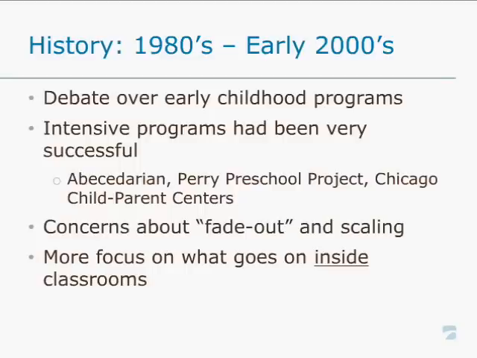And so just to spend a minute historically, in the 1980s up through the early 2000s, we were continuing to have a debate over what was a quality early childhood program. In the 60s and 70s, things like the Perry Preschool Project and the Chicago Child Parent Project showed that intensive intervention could lead to outcomes. But there was concern about fade out, as well as how do we scale those programs. As I talked about, how can research and best practice move into the large child care setting or a large QRIS setting?